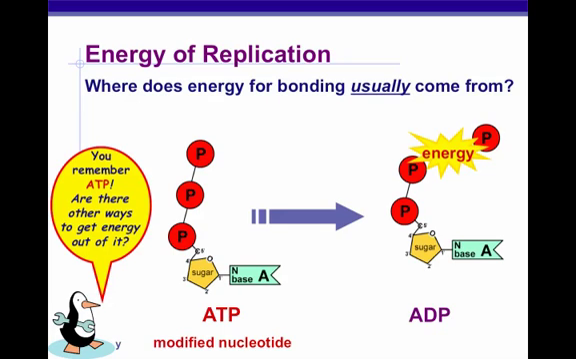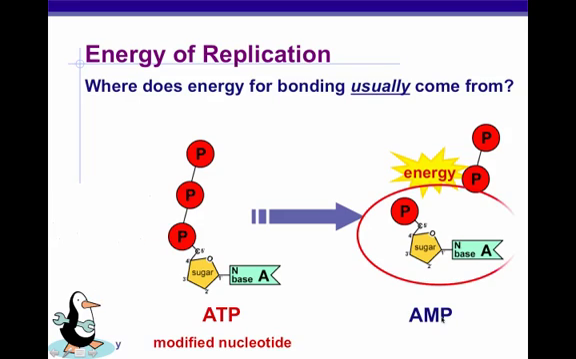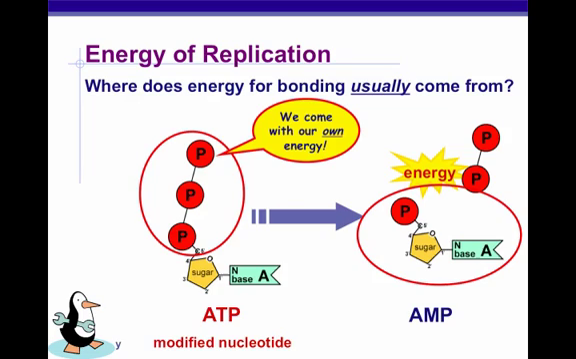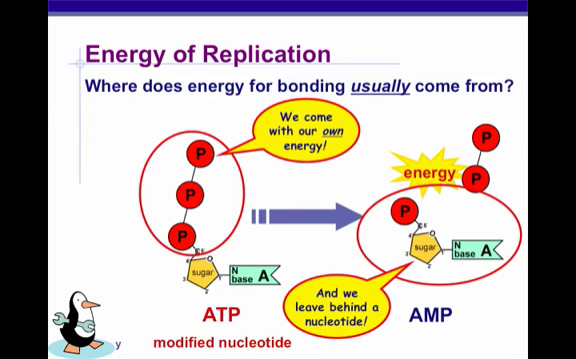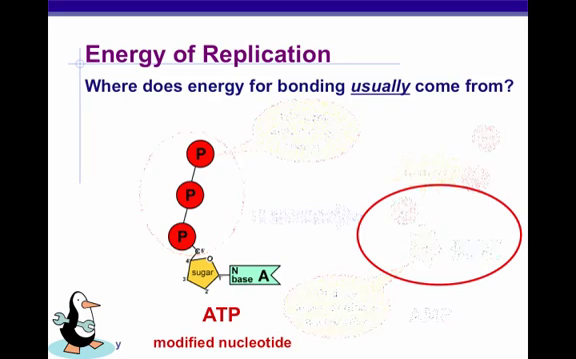Okay, you remember ATP. Are there other ways to get energy out of it? In other words, could we break a bond somewhere else to get that energy, or does it always have to be this end phosphate group? Well, you will see that in fact we can break it in the middle here. We're having two at the end, and so this will be AMP, adenosine monophosphate, and there is our nucleotide. So we can take the ATP molecule and modify it to create AMP. Nucleotides essentially come with their own energy, and then they leave behind their nucleotide.